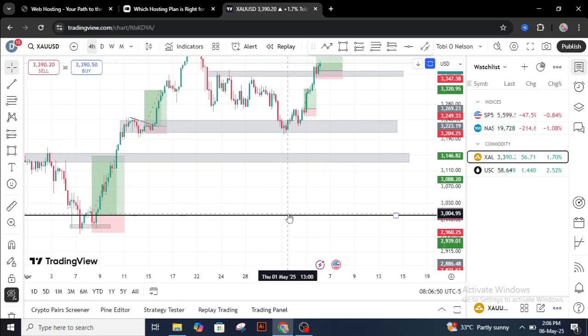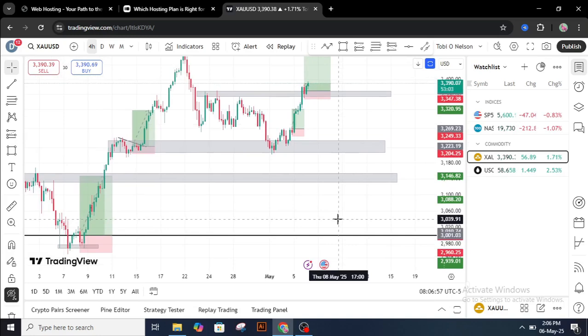This is why you want to make sure that you practice what we refer to as risk management. Okay, so this is why you don't just put all your capital in one single trade.